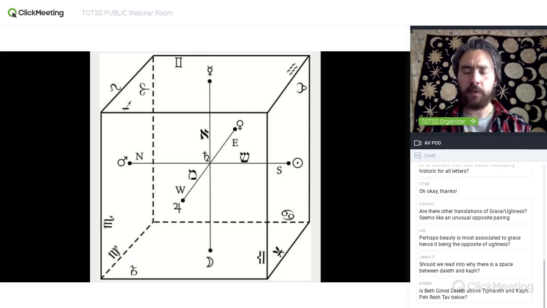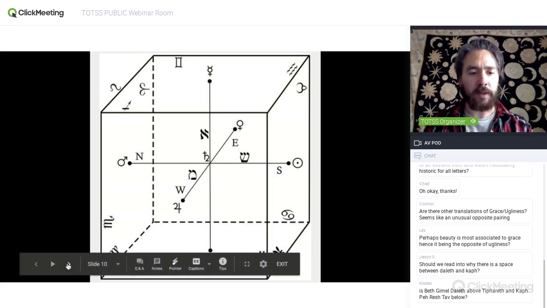I'm not sure if I mentioned this last week, but one nice thing happens here. Tav's primary correspondence is to the planet Saturn, but it has a secondary correspondence to Earth. And so if you think about Tav and its secondary correspondence, you've got the 3 axes of fire, water, and air. And the point where those 3 axes intersect is Tav, which is Earth in the secondary correspondence. And so that's really nice. We have this idea of Earth as the consolidation of the other 3 elements, and that works really beautifully in the cube of space.